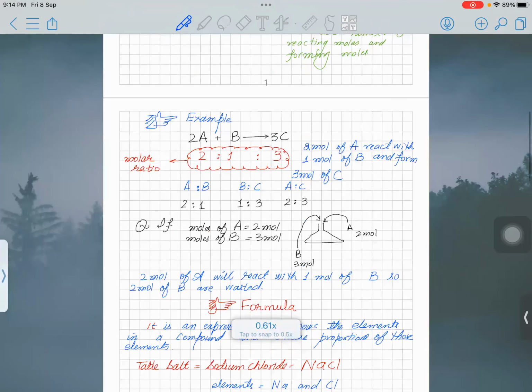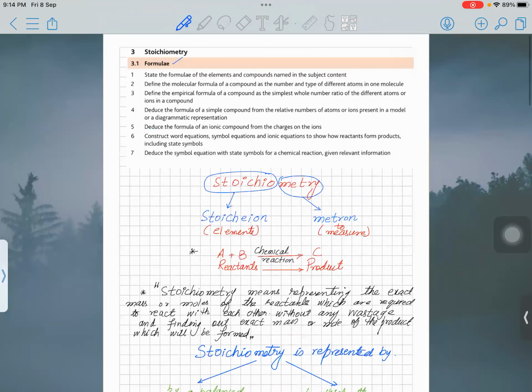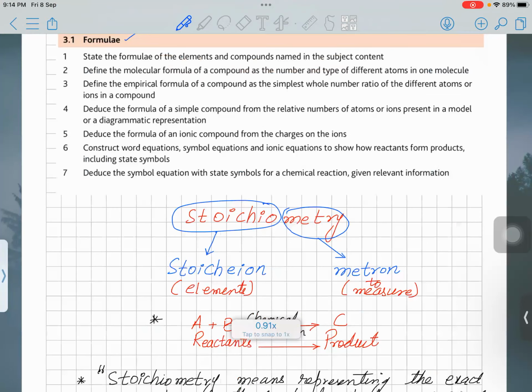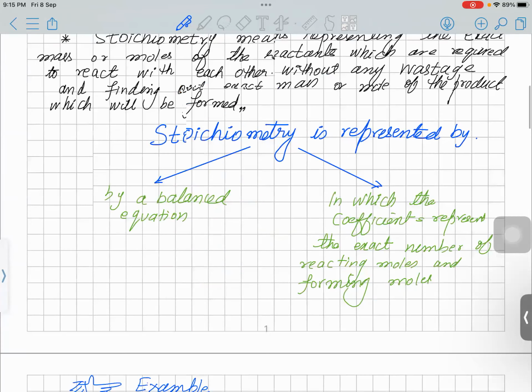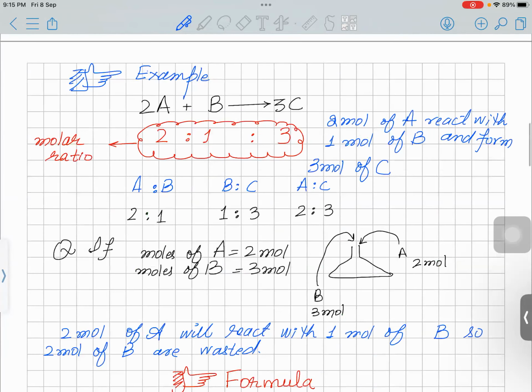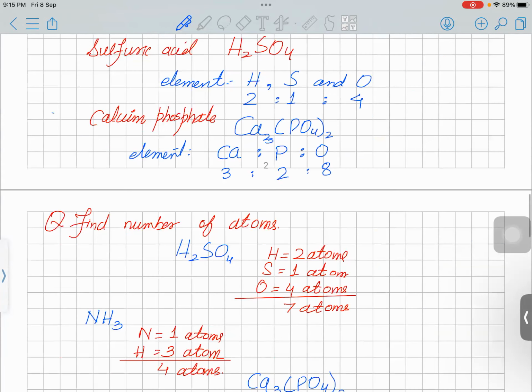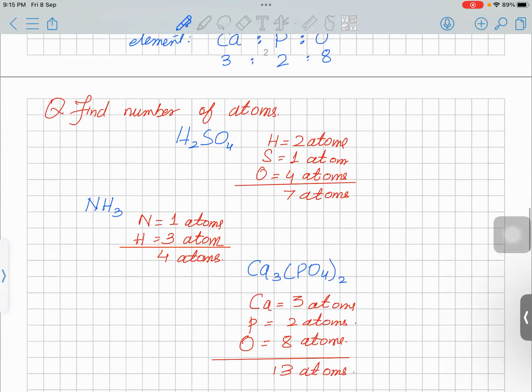According to the syllabus, define the molecular formula of a compound: it is the number and type of the different atoms in one molecule. Define the empirical formula of a compound as the simplest whole-number ratio of the different atoms in the compound. We have discussed the formula and the number of atoms.